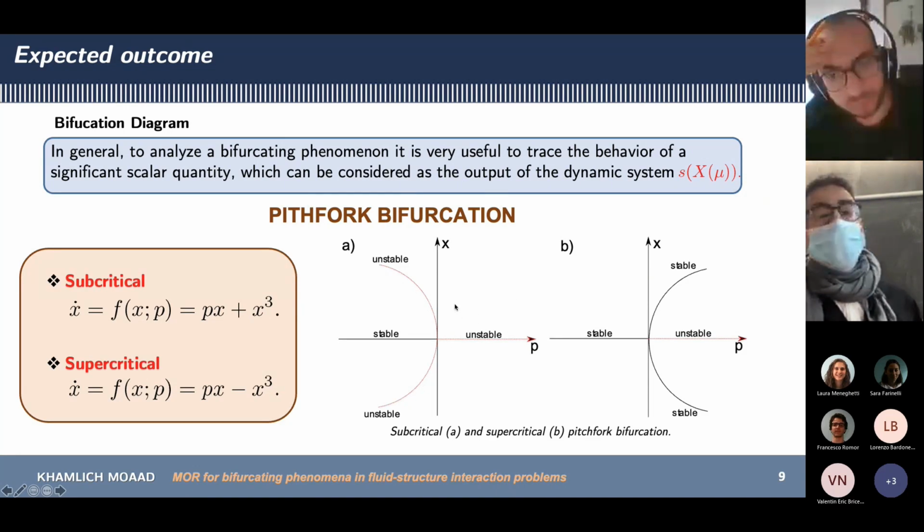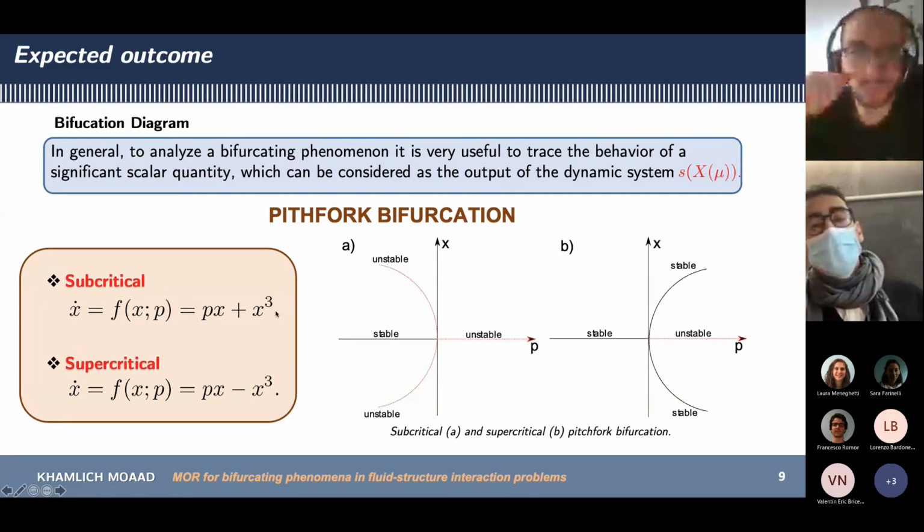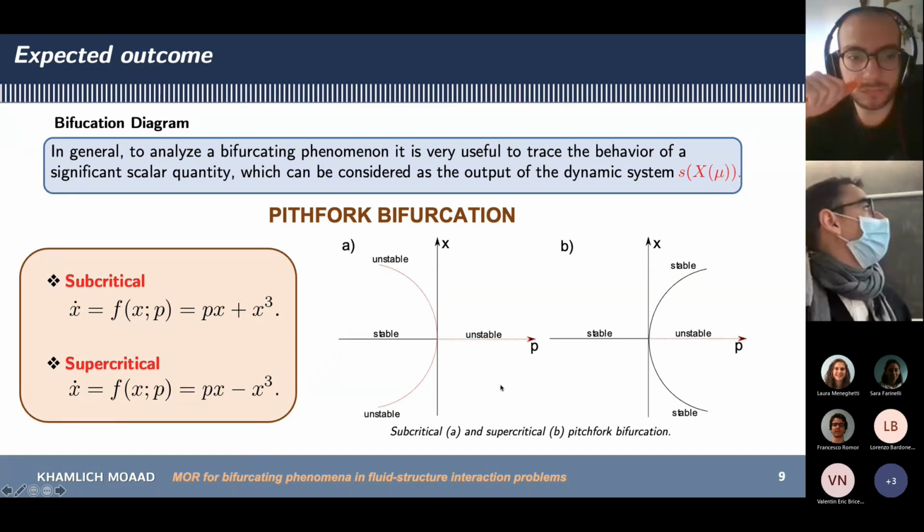And one example, which is typical for these settings, is the pitchfork bifurcation, which is this pattern of bifurcation. In its simplest form, it can be obtained by analyzing an ODE with a cubic nonlinearity. And the sign of the nonlinear term gives rise to two different sub-patterns, let's say, subcritical and supercritical. Let's analyze the subcritical case, which leads to a so-called catastrophe.